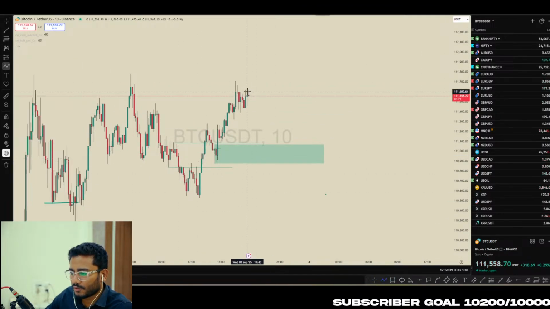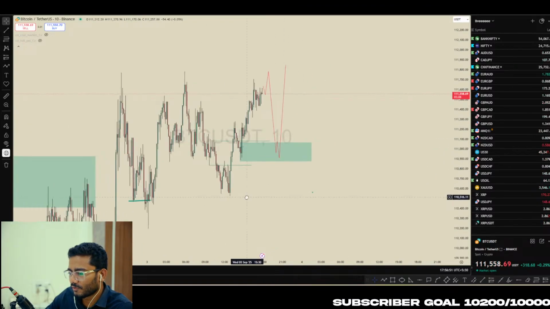We want price to break this high, or if price continues to downside, then we look for engulfing of previous candle's high. So we have both the order blocks from this one and also this one, but this is the first one, so we'll look for entry on this one only. We want price to break the previous candle's high, then we'll look for buy side entry.